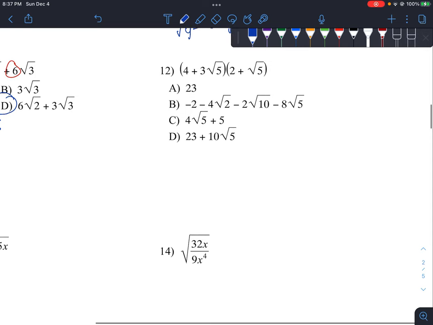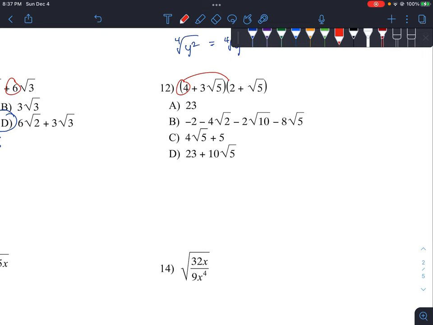Alright, let's go to 12. I have binomials, it looks like, so I'm probably going to want to simplify this by multiplying, and for that I'm going to need to FOIL. So 4 times 2 is going to give me 8. 4 times square root of 5 is going to be plus 4 square root of 5.